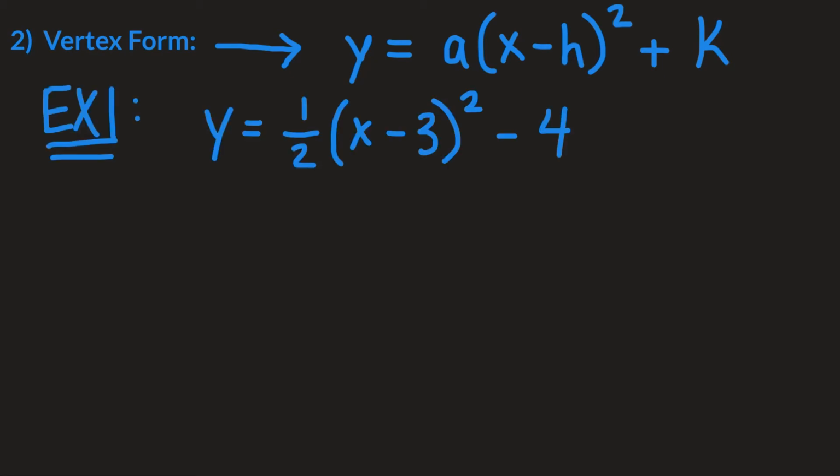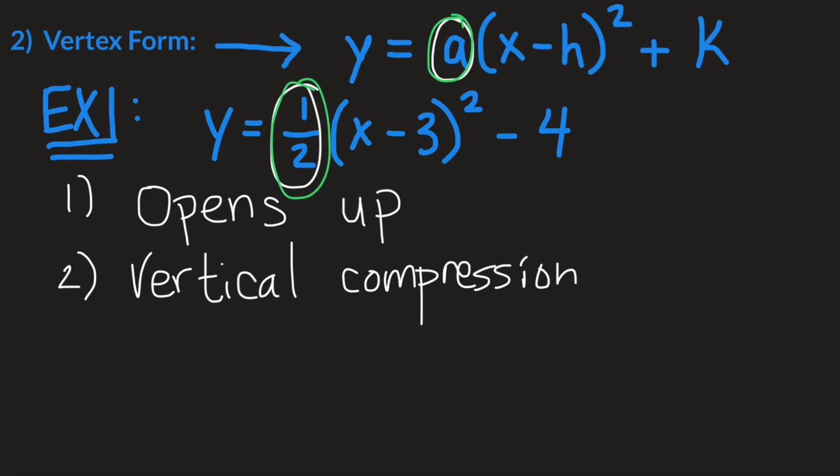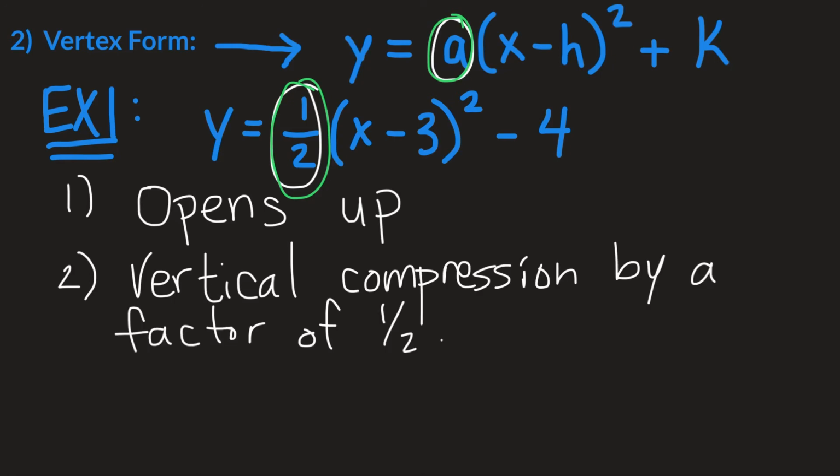In this example, this parabola is in vertex form. Let's list all of the things that we should know about this parabola. Number 1, the a value is positive 1/2. This means that the parabola opens up. Secondly, because a is positive 1/2, this also indicates a vertical compression by a factor of 1/2.